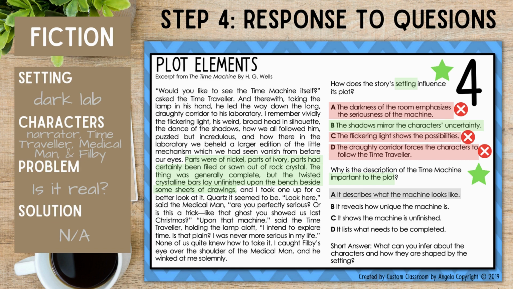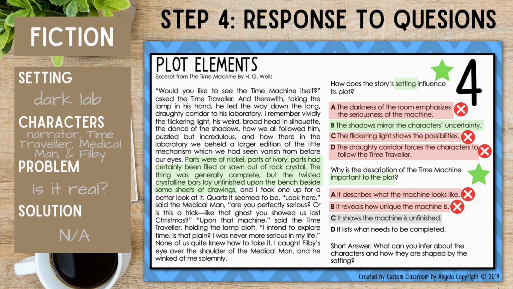Okay, so let's look back at the answer choices now. A, it describes what the machine looks like. So we're trying to see why this description is important to plot. Well, okay, so A is not correct. It does describe what the machine looks like, but this doesn't really talk at all about how this is important to the plot. B, it reveals how unique the machine is. Okay, that's also not a great answer. Yes, the machine is unique since we can all infer that none of the characters have seen anything like it before, but that does not go with the overall feeling of uncertainty in this specific passage.